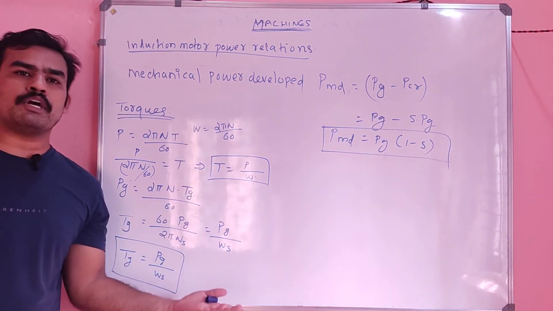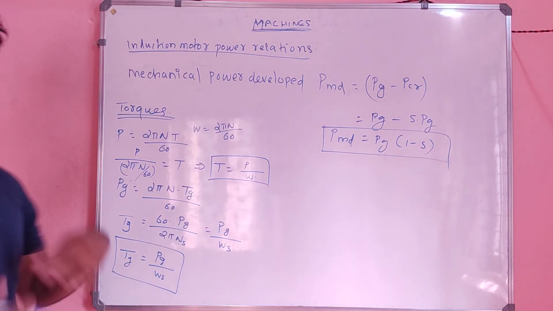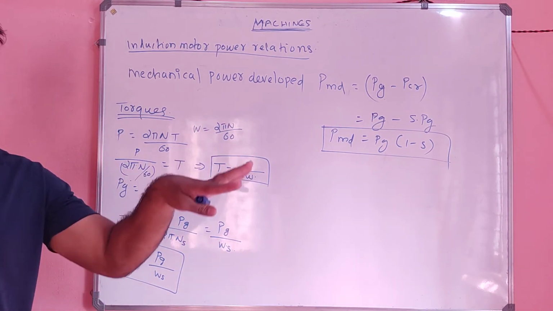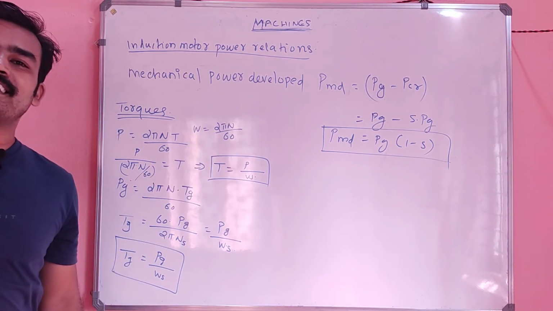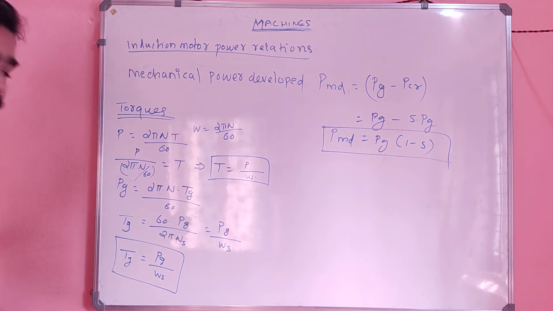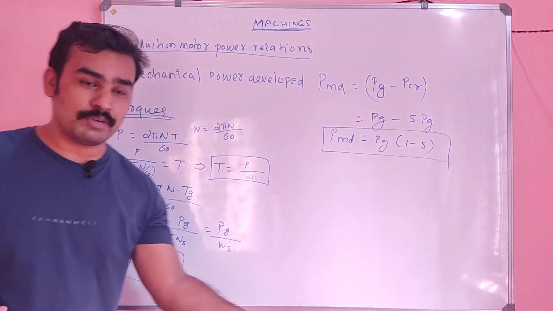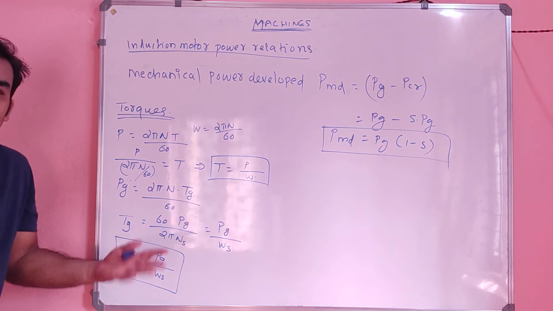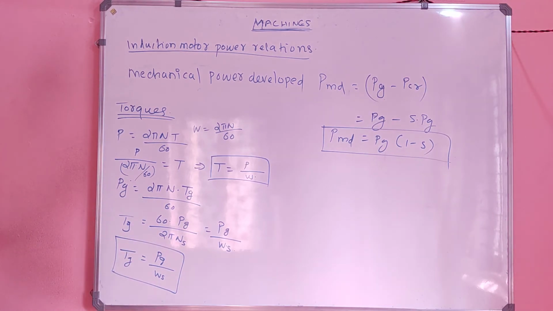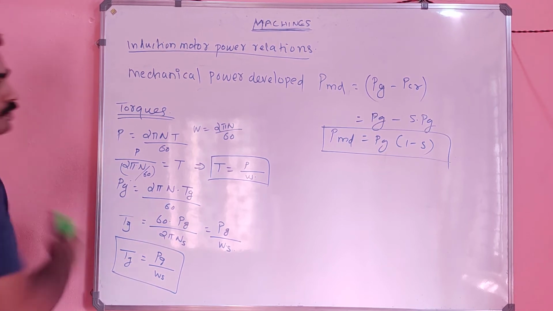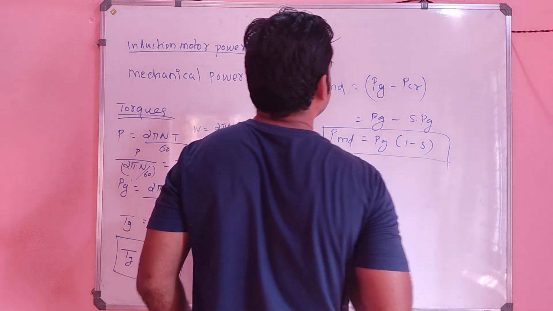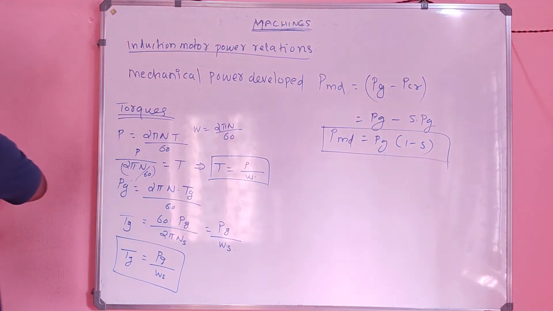Because T is equal to P by omega, a general equation. Suppose you go for air gap power: it depends upon the stator supply frequency and stator speed, meaning the stator magnetic field. So it will be equal to Pg divided by omega s. That is the connection between air gap power and the air gap torque.